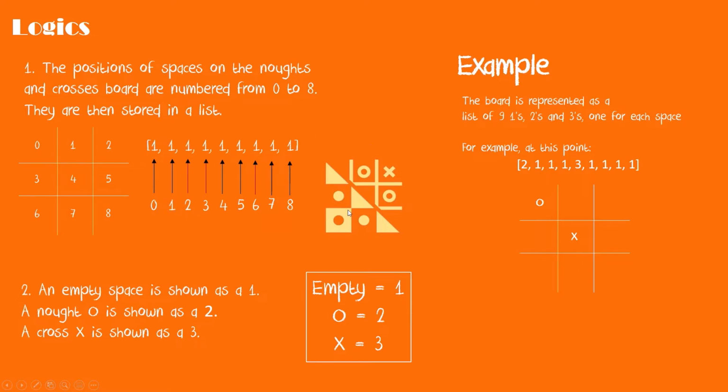Here is some logic about labeling. An empty space is shown as 1. This is an empty space. Noughts, like O's, are shown by 2, and crosses, X's, are shown by 3. So here is a little explanation of that in an easy way: empty is 1, O is 2, X is 3. Here's an example: 2 1 1 1 3 1 1 1 1.